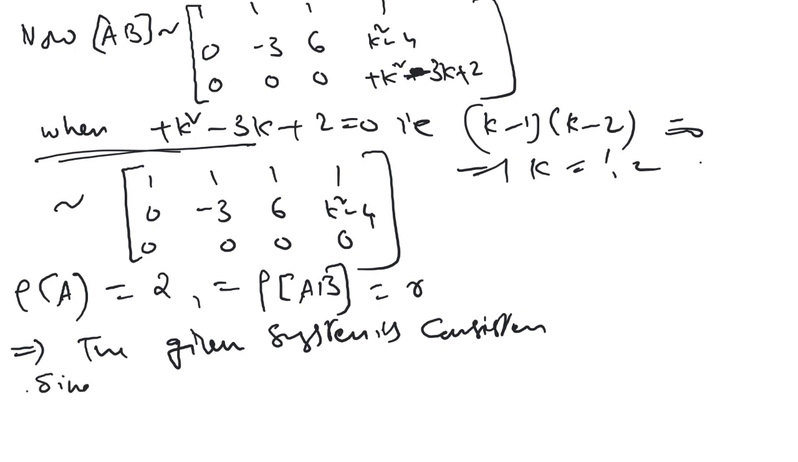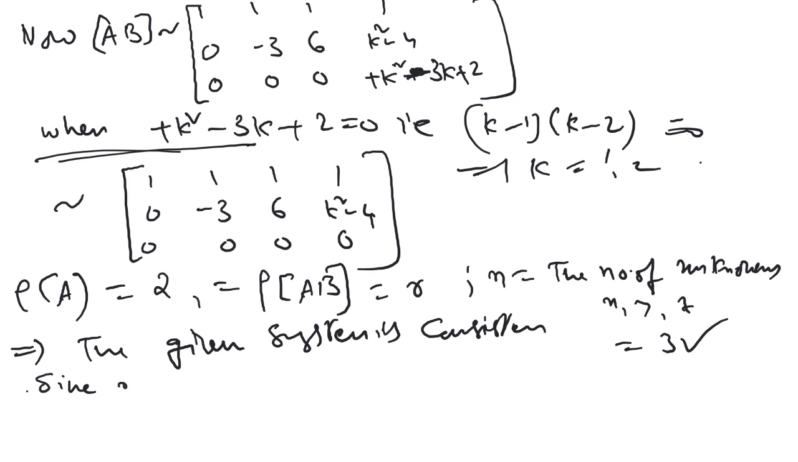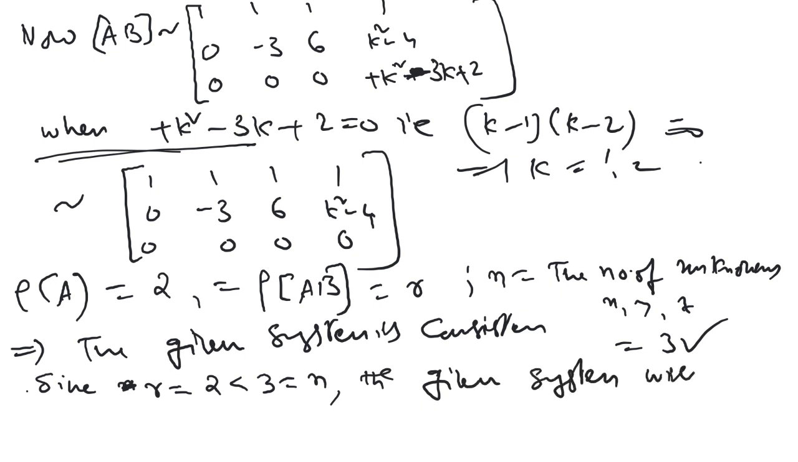Moreover, n is nothing but the number of unknowns x, y, z. They are 3 in number, so since n minus r is equal to 2 and this is less than 3, 3 is nothing but n. Since r is less than n, the given system will have a solution involving n minus r, so that means one arbitrary constant.